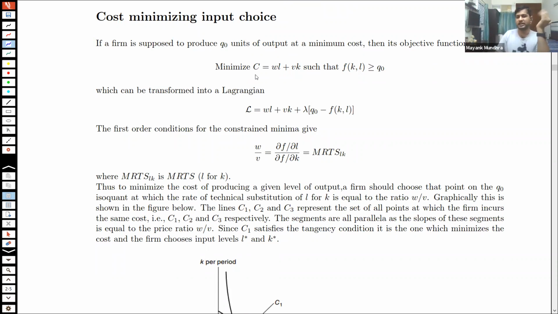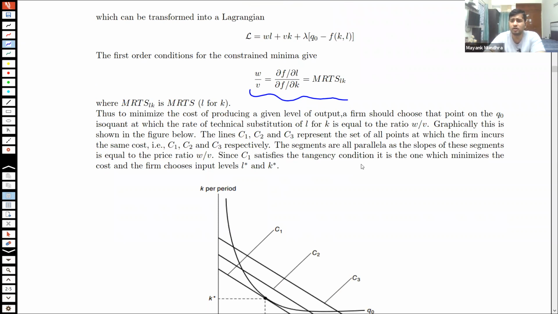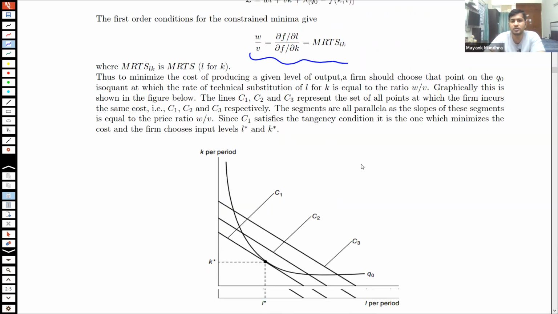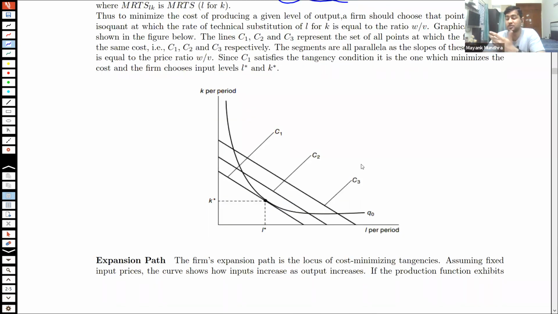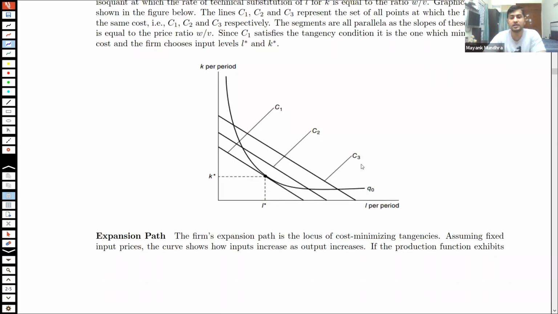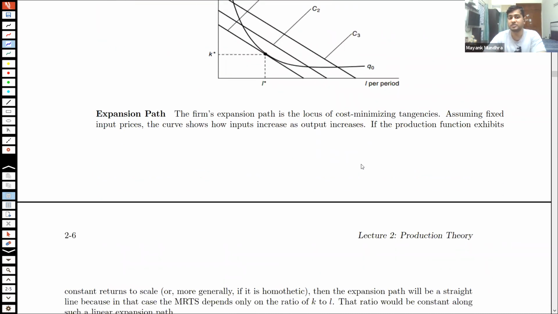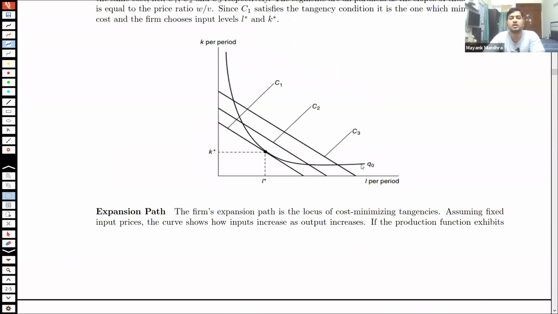So this is the same thing. Now we have Lagrangian. So we solve using Lagrangian, but we have done this when we were solving for the expenditure function. So it's the same thing. Now MRS has become MRTS, utility function has become production function, and so on. So then you have the expansion path of the firm.